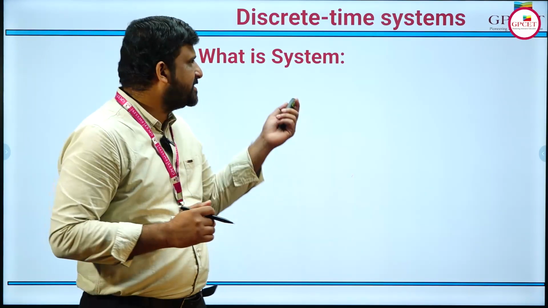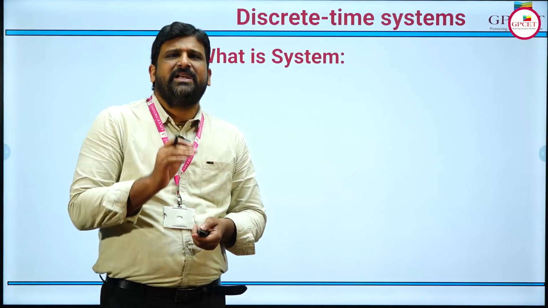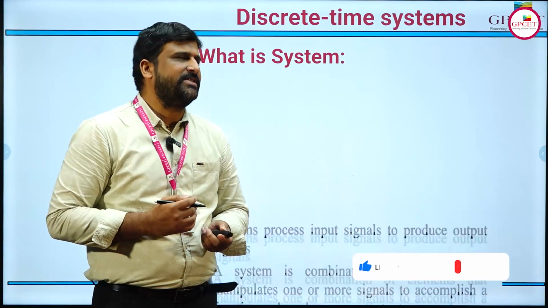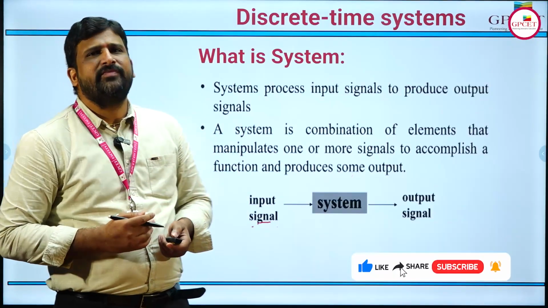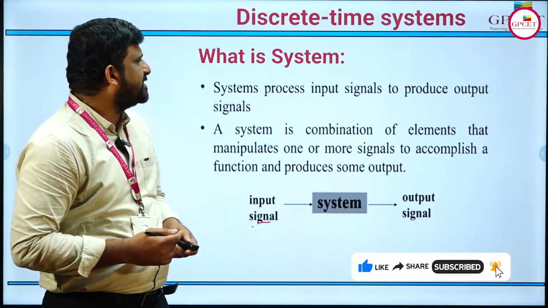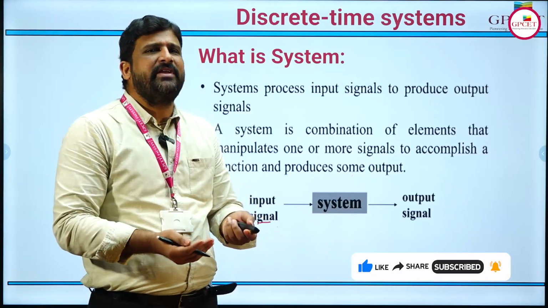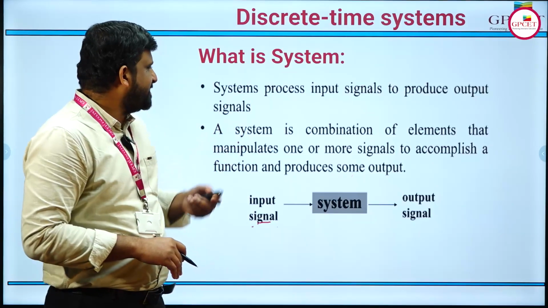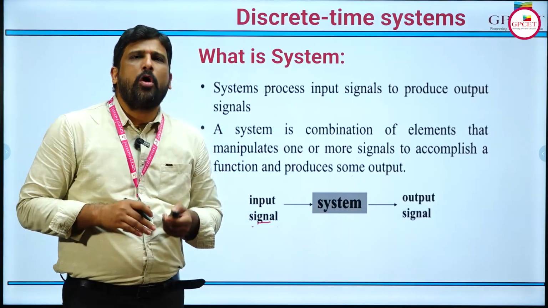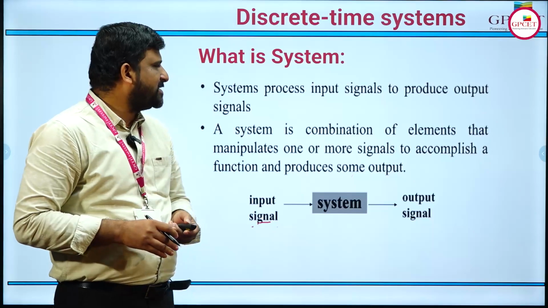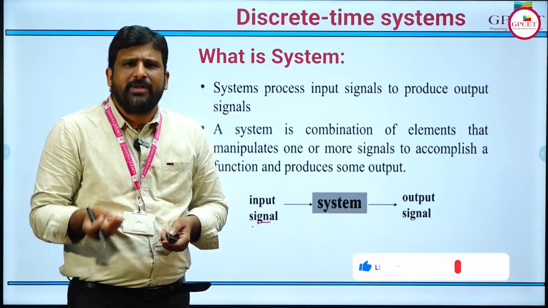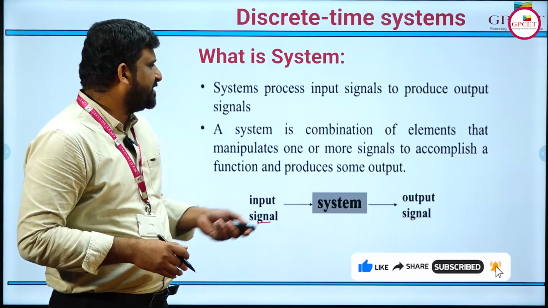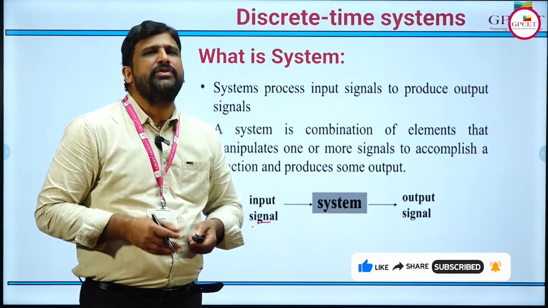So here comes the system. The system is nothing but a physical device, a device which is used to transmit signals from source to destination. You can see here the basic block diagram of the system. A system processes input signals, that means the signals we are giving, to produce the outputs at the destination side. So a system is a combination of elements, a combination of blocks that manipulates one or more signals, whatever it may be, one signal or two signals or more, to accomplish a function and produce some output.